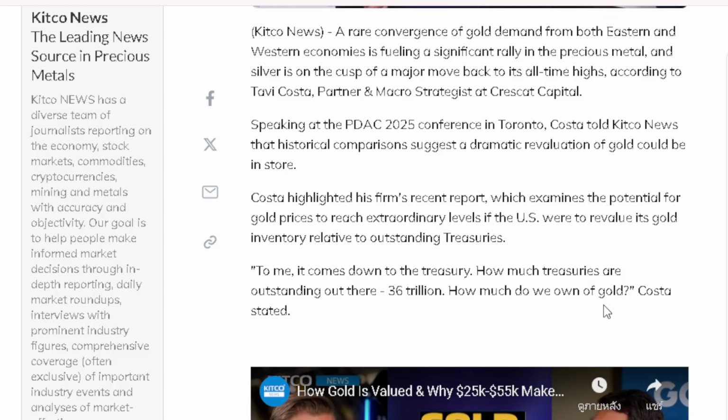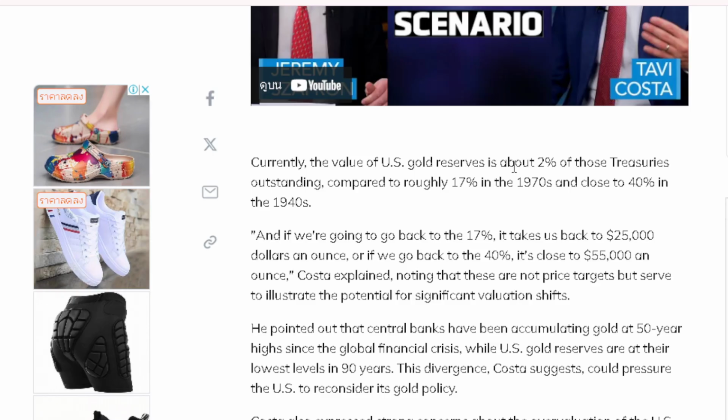Costa stated, currently the value of the U.S. gold reserves is about 2% of those Treasuries outstanding, compared to roughly 17% in the 1970s and close to 40% in the 1940s. And if we are going to go back to the 17%, it takes us back to 25,000 US dollars an ounce. Or if we go back to the 40%, it's close to 50,000 US dollars an ounce.